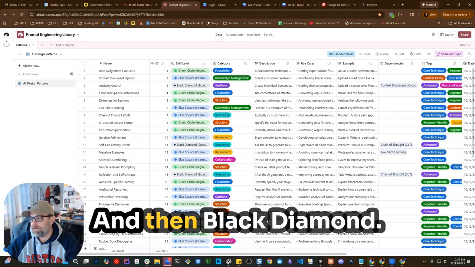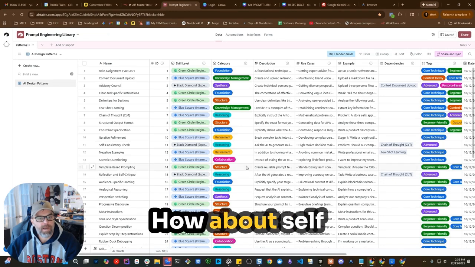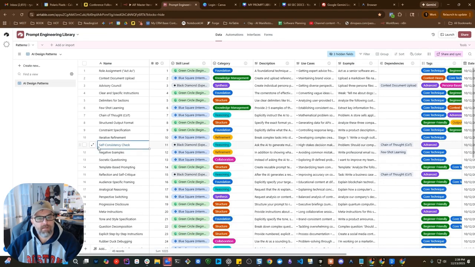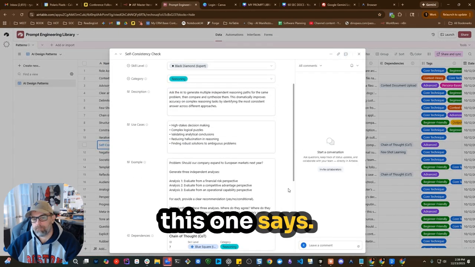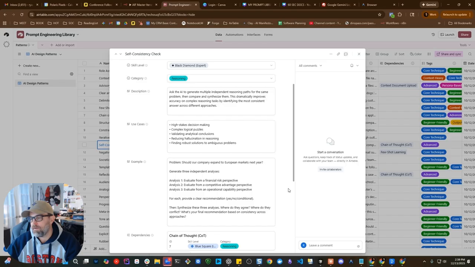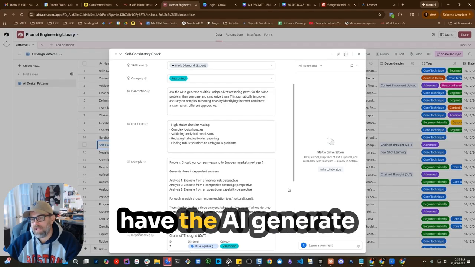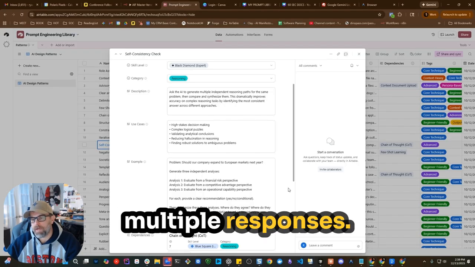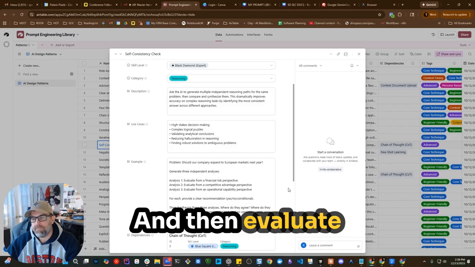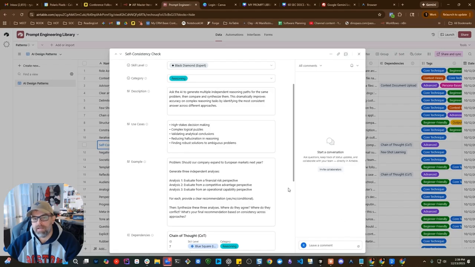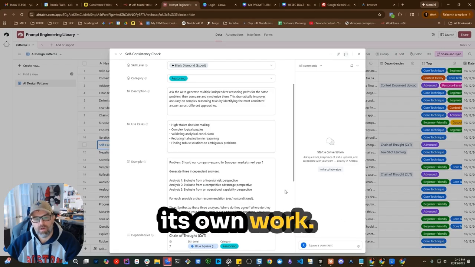Okay, and then black diamond. Let's see. How about self-consistency? Let's see what this one says. So this is where you have the AI generate multiple responses and then evaluate which one is best. It's checking its own work.